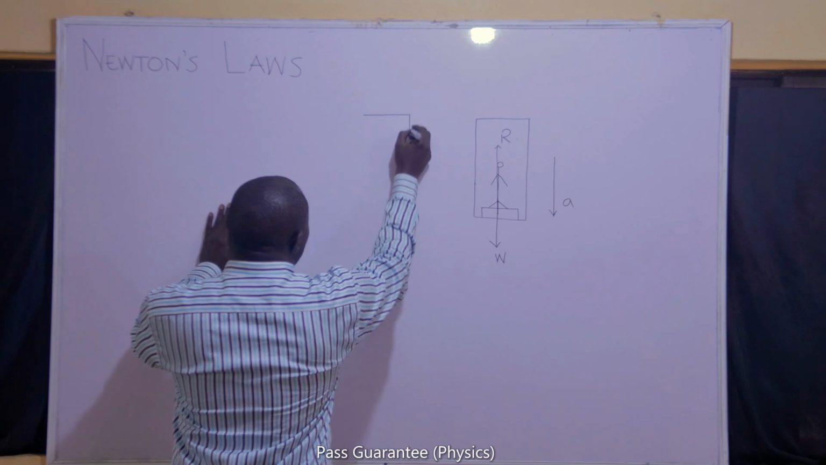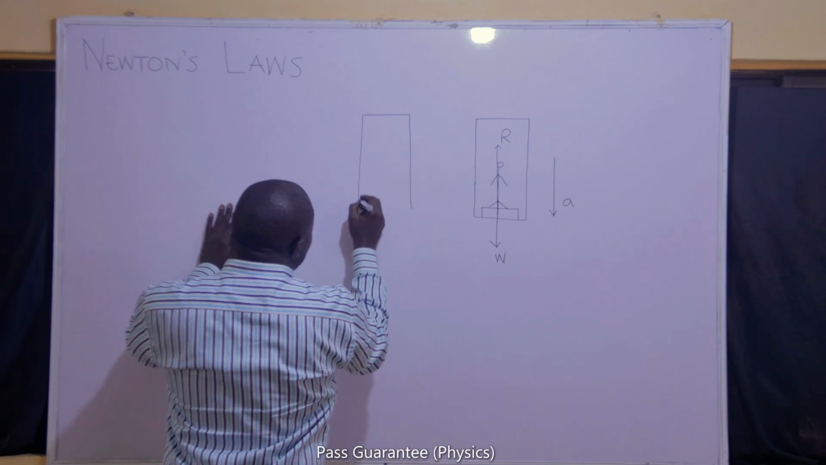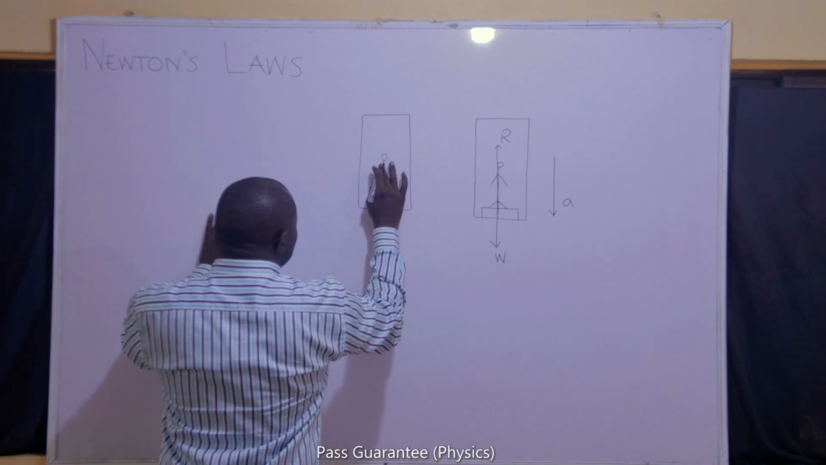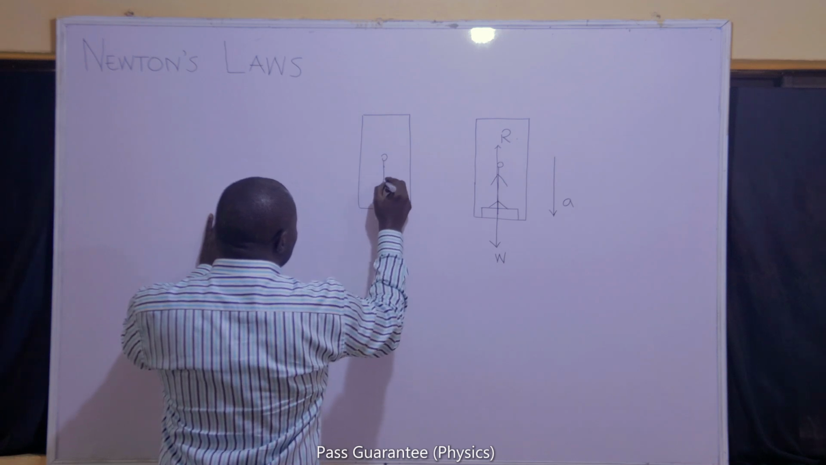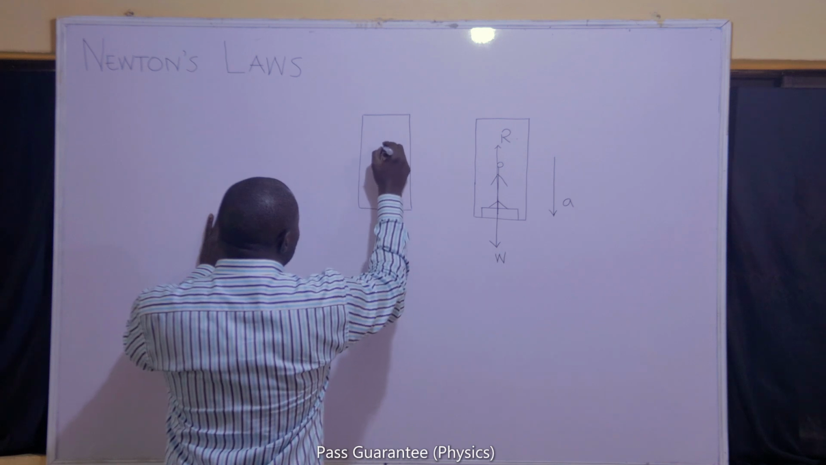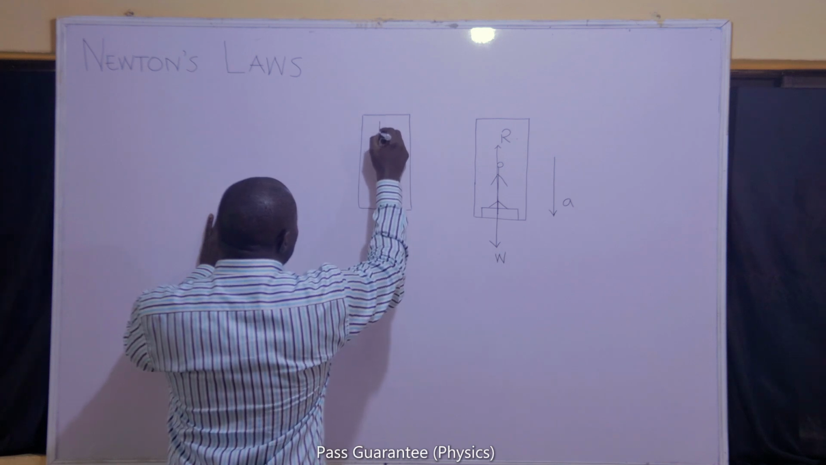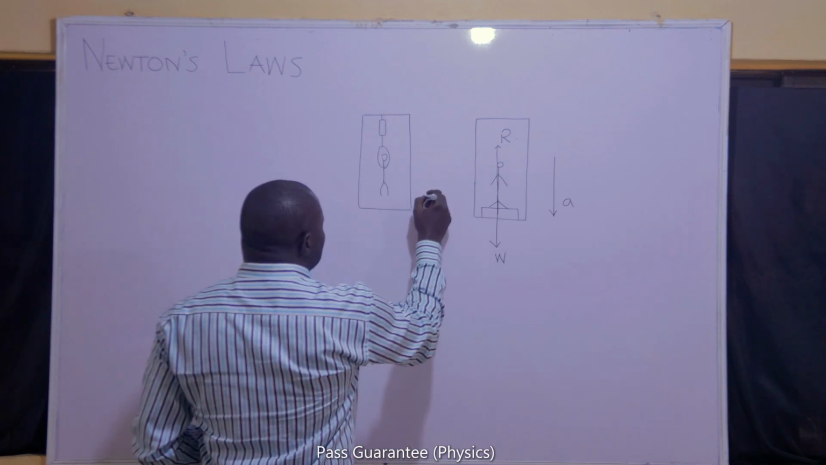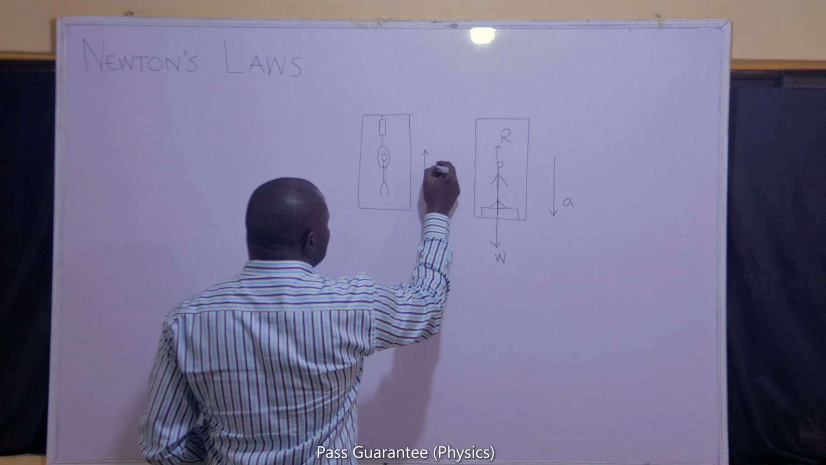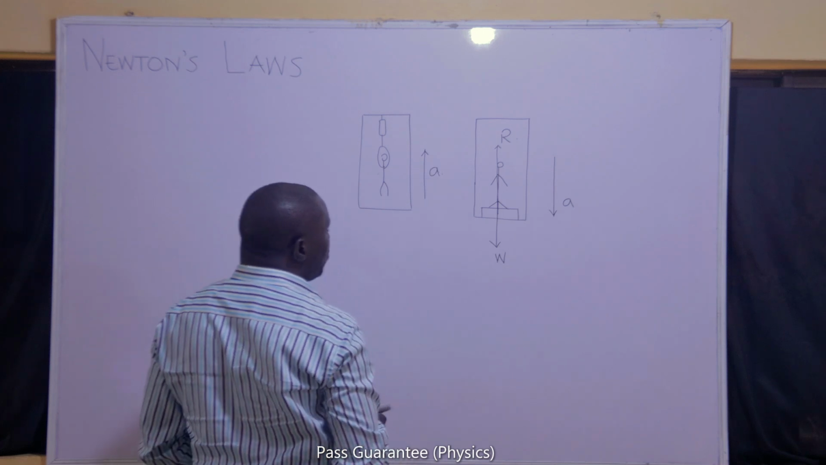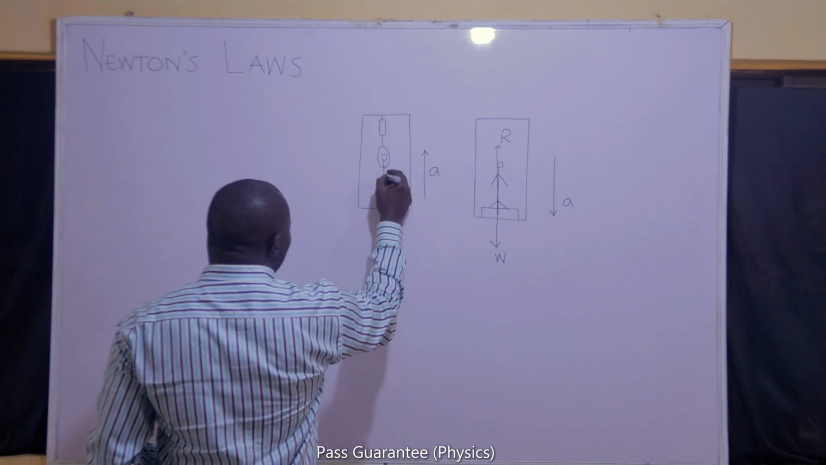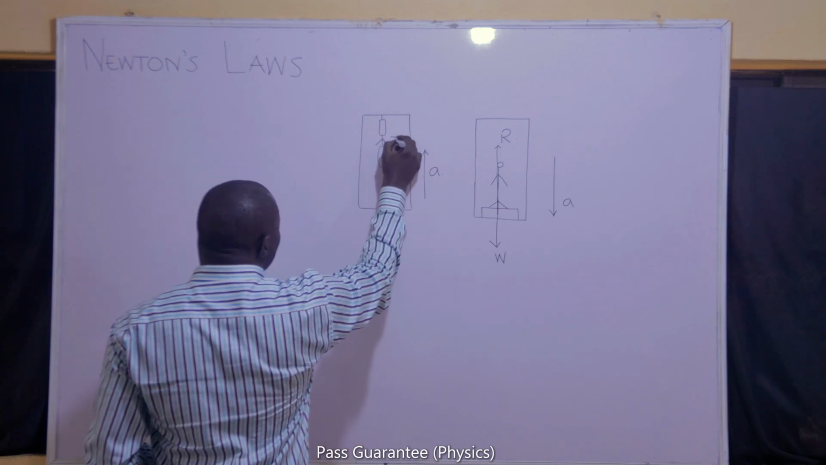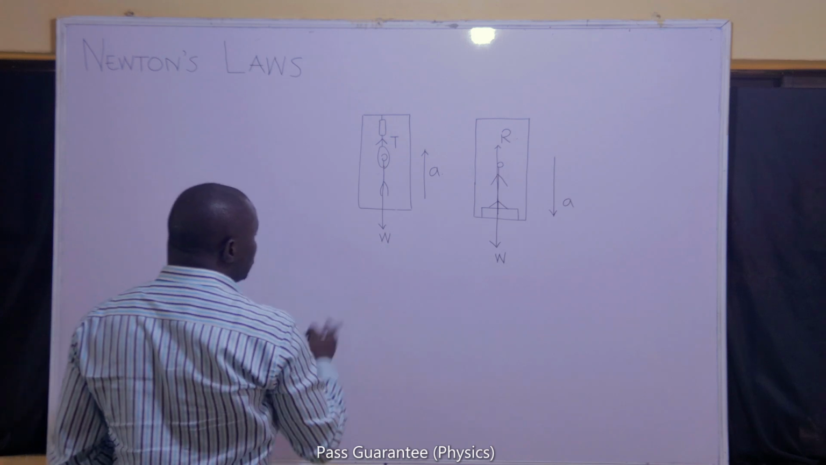Let us also look at a situation in which you are holding on to a spring that is attached to a spring balance. This time, this system is moving up with an acceleration. It's the same thing. Here we have a weight, but what has come to replace the normal reaction here is the tension between you and the spring balance.